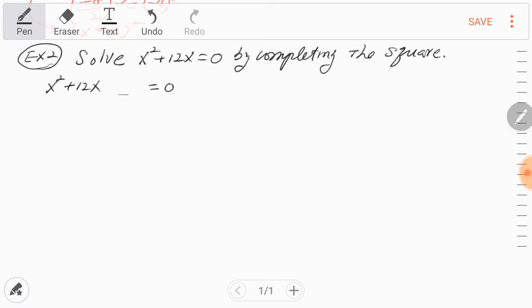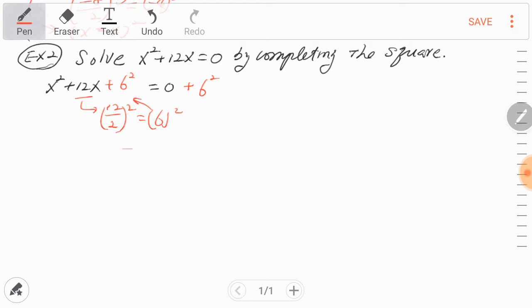Then I'm going to add what? Half the coefficient of x. So 12 divided by 2, squared, will go over here. That is equal to 6 squared. So I'm going to add 6 squared. In the equation, I added a number to the left side, so we have to add the same number to the right side of the equation too, because this is an equation. You cannot add something to one side only. You have to add the number to both sides.